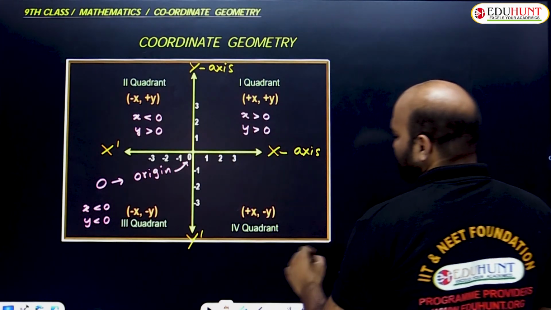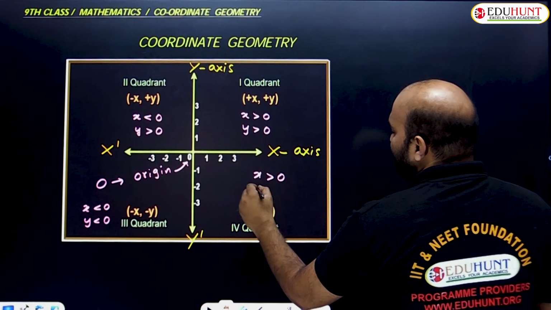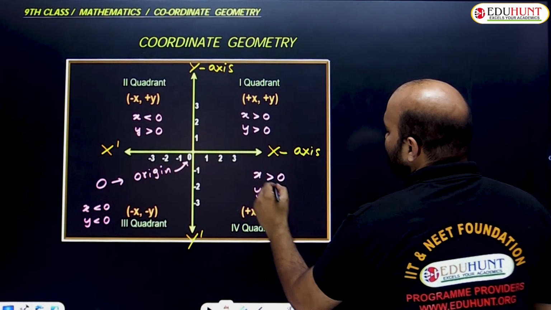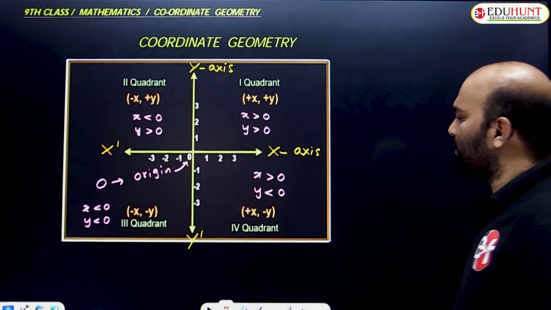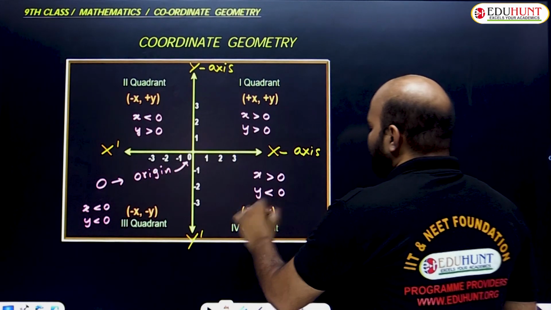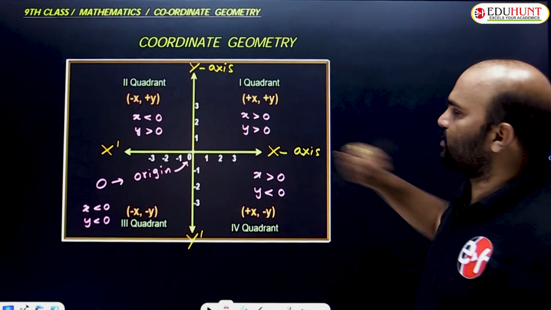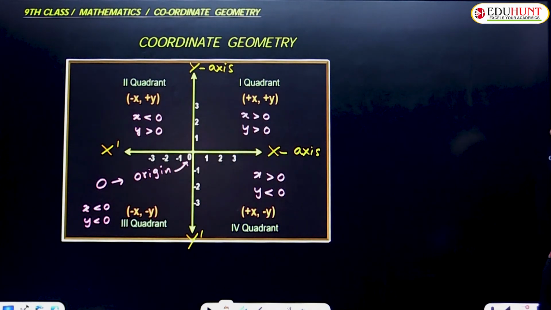In the fourth quadrant, x is positive and y is negative, nothing but x greater than 0, y less than 0. All x values are positive and all y values are negative in the fourth quadrant. Am I clear? So this is a very important structure, so we need to observe it clearly.